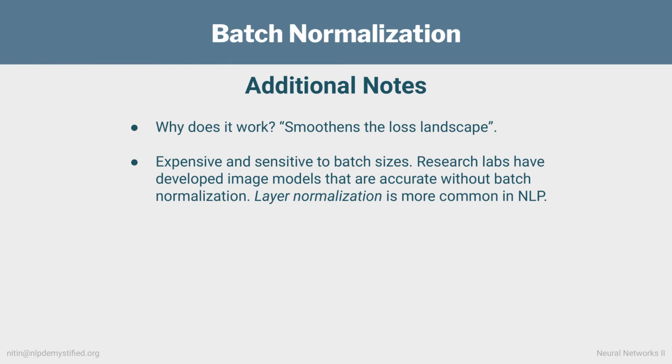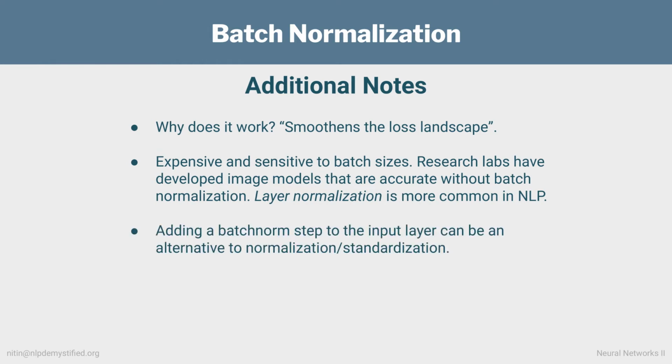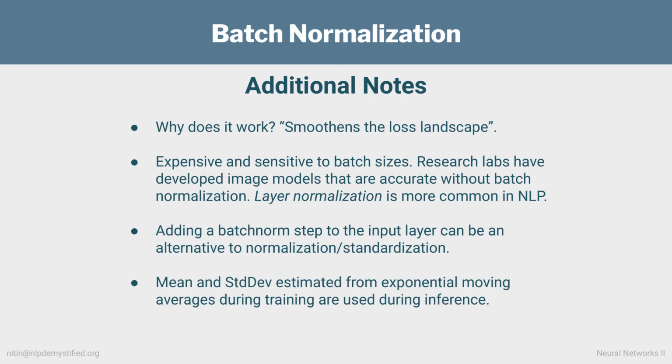If we use batch normalization, do we still need to normalize or standardize our inputs? It probably doesn't hurt. As an alternative, we can add a batch normalization step in our input layer, but it's an experiment to be done. Recall when we talked about feature scaling, we mentioned that we need to use the same scales from test time at inference time. It's the same here.